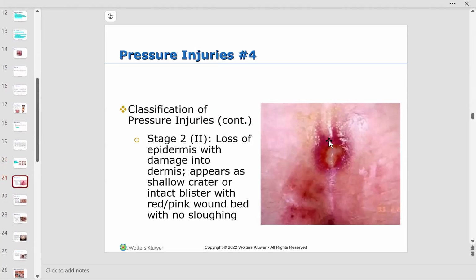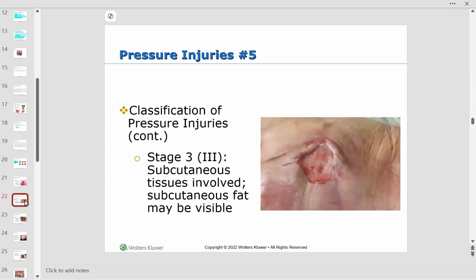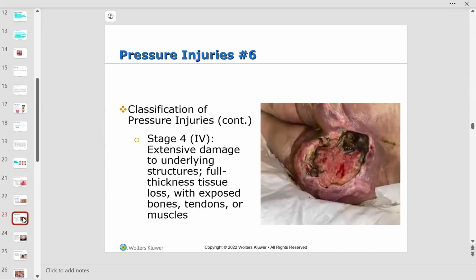So here's a stage 2. See that blister? A blister is officially a stage 2. So even though the blister's covering it, what's under the blister would be open if the blister were to pop. This is a stage 2, loss of the epidermis and a little bit of drainage into the dermis. It's either a shallow crater or a blister. Here's a stage 3, gets down to the subcutaneous tissue. You may even see subcutaneous fat. Right? Stage 4, my God, extensive damage to the underlying structures, full thickness loss. You can see tendons, bones, muscles, anatomy lesson. It's horrible.